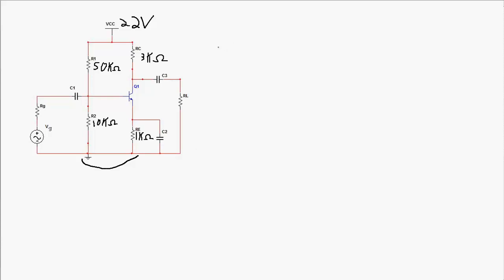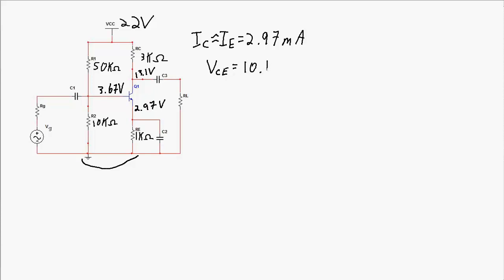I'm not going to show all the calculations for the DC analysis, but what we would find out is the voltage here at the base is about 3.67 volts. The voltage here at the collector is about 13.1 volts. The voltage down here at the emitter is about 2.97 volts. The collector current and the emitter current are about the same value at 2.97 milliamps, and the voltage between the collector and the emitter is about 10.13 volts.